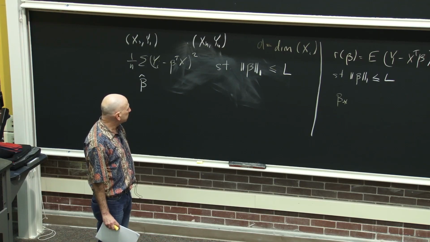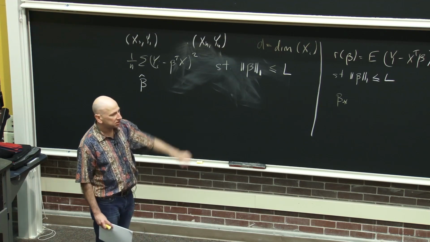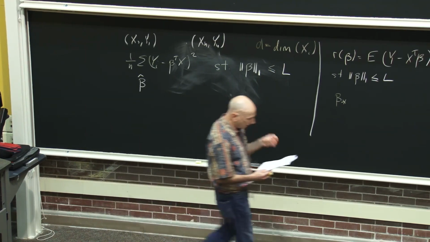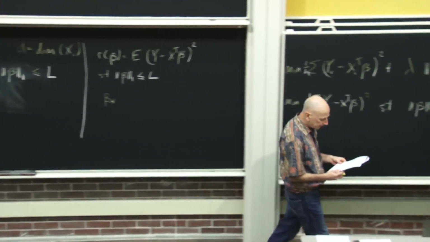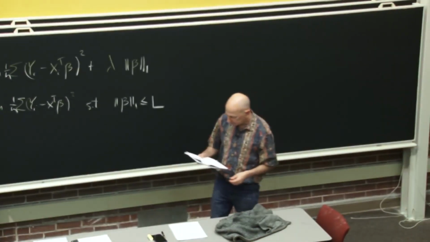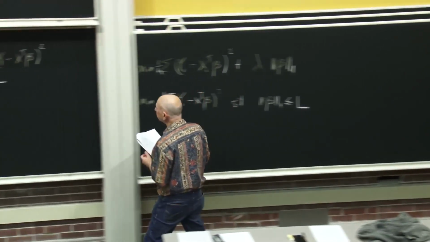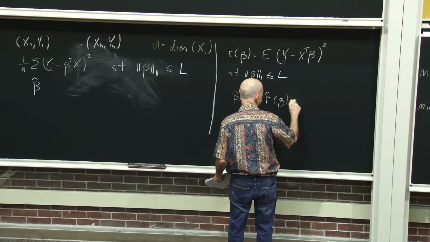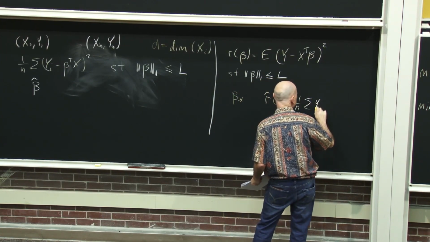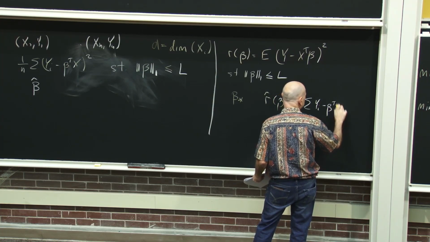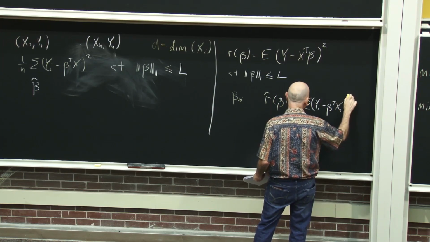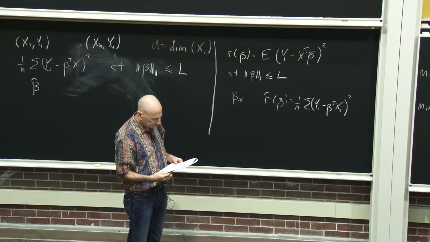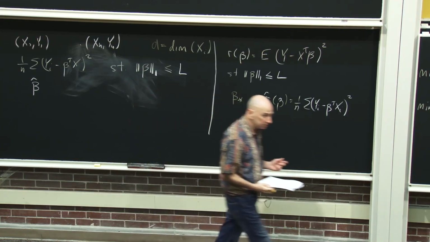Okay. But we don't even know yet that the risk based on beta hat and the risk based on beta star are the same. So now we're going to prove that. This is theorem 13 on page 12. Let me also define r hat of beta, which is just the training error.